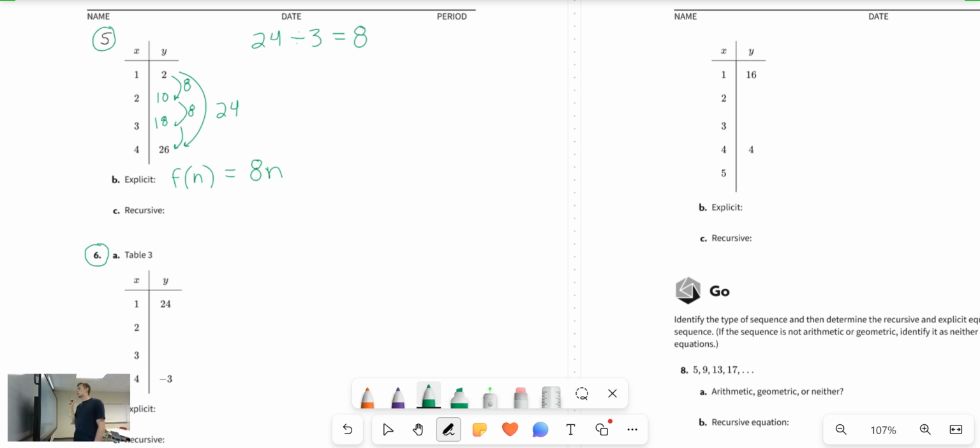And then where do we start off? Well, if we plug in a 1, we need to get 2. Normally, if we plug in 1 right now, we'll get 8. So we have to take away 6, so minus 6.